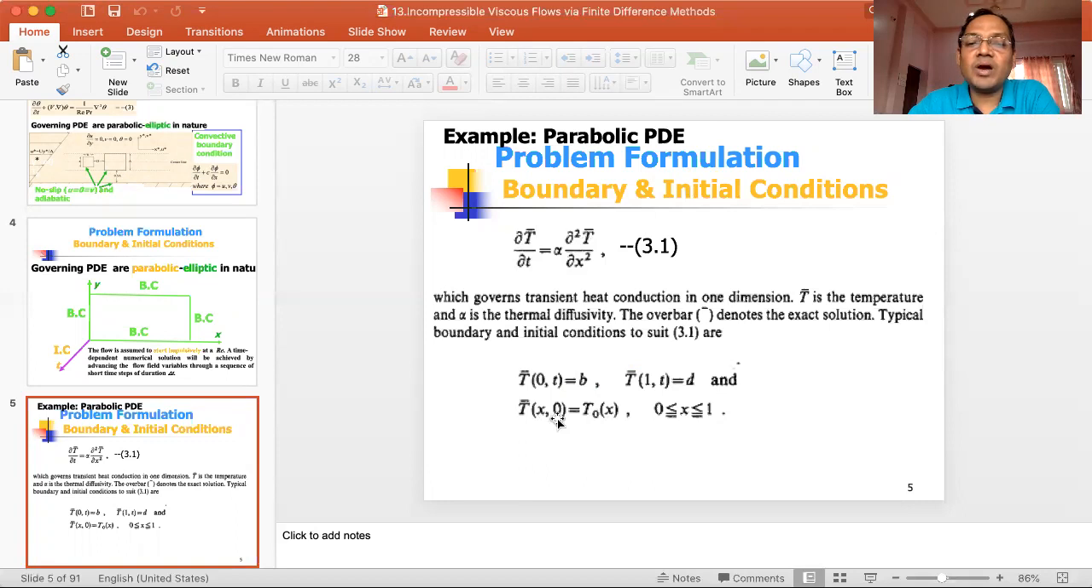T of x, 0, I mean initially the temperature. Physically, the problem is: you have 0 to 1 as the length and this is the equation, equation 3.1. For that, the initial condition is given, and what is the boundary condition? At x equal to 0, for all t, the left condition is B, and at x equal to 1, on the right, you have D. So that means you have two boundary conditions and one initial condition, which is enough. This problem, equation 3.1 along with these boundary and initial conditions, is well posed. So you have to solve it.